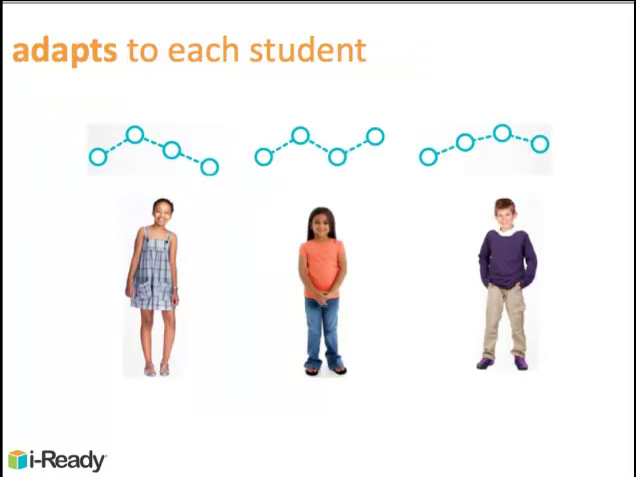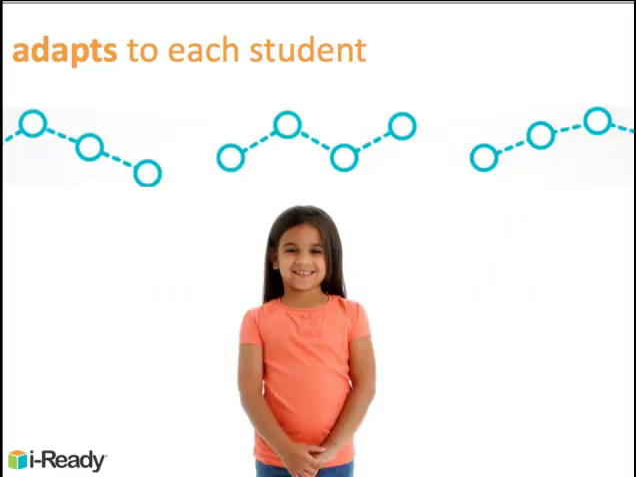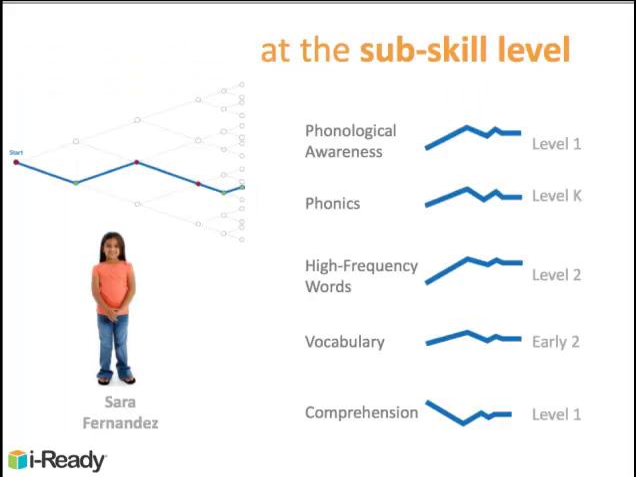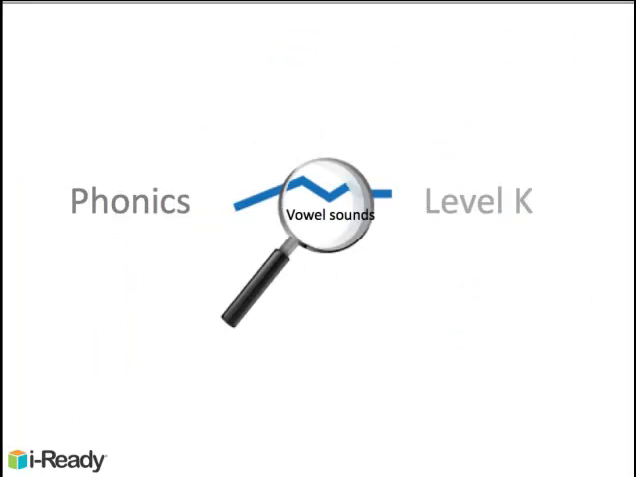The diagnostic starts by adapting to each student, meaning every question presented depends on students' answers to previous questions. By adjusting the difficulty of the items presented, iReady Diagnostic accurately assesses student proficiency and progress at the sub-skill level. Here, we see a second grade reading student, Sarah, who is having trouble in phonics overall. But if we zoom in, we see that she's really struggling with vowel sounds. It seems she never mastered this prerequisite skill.